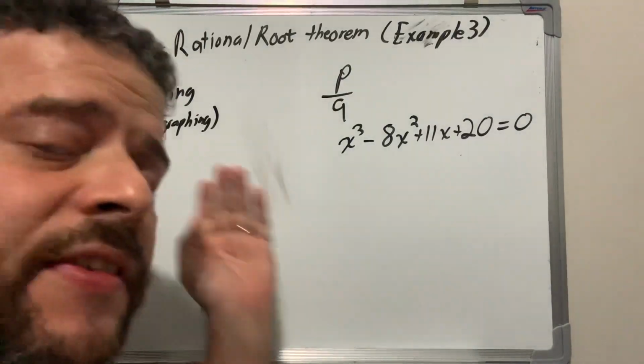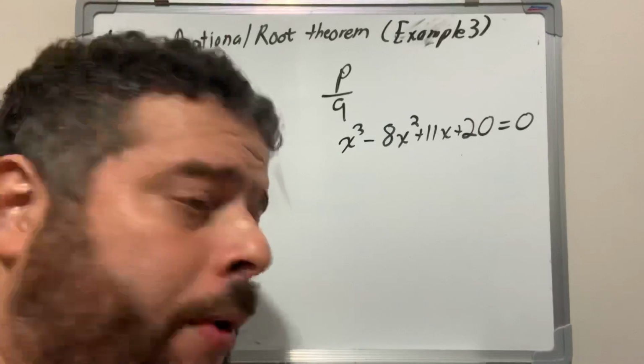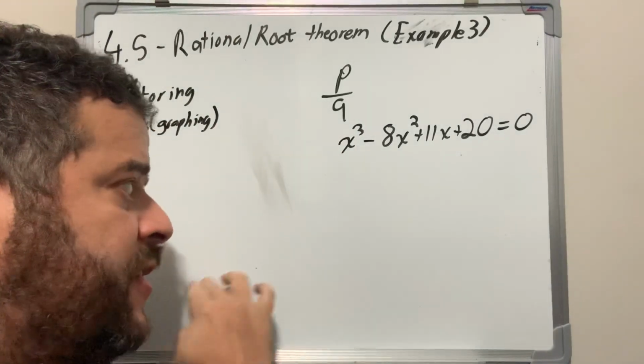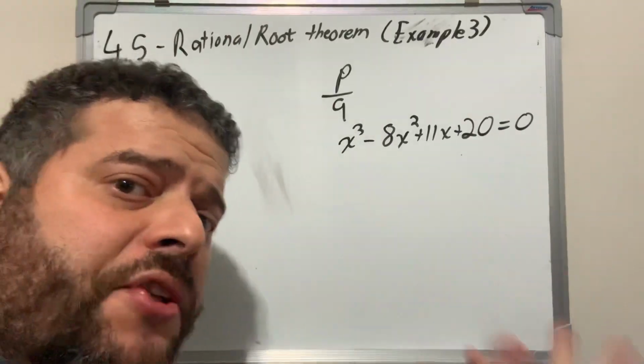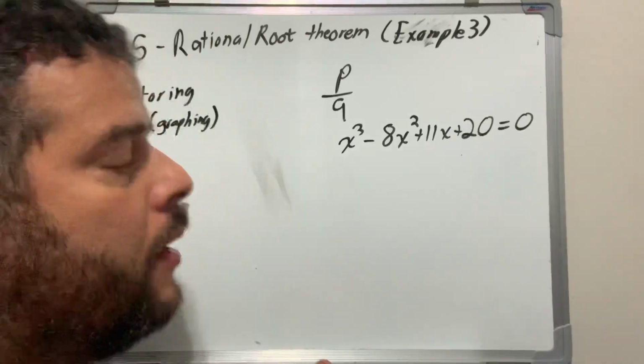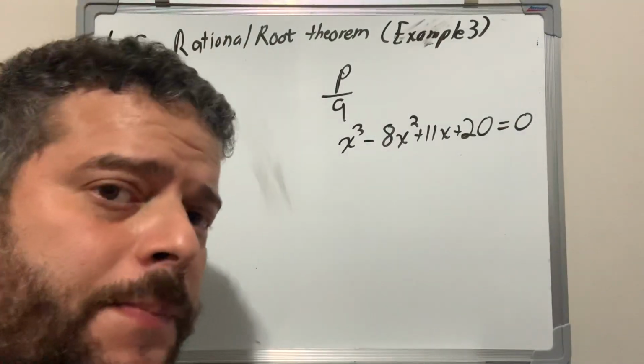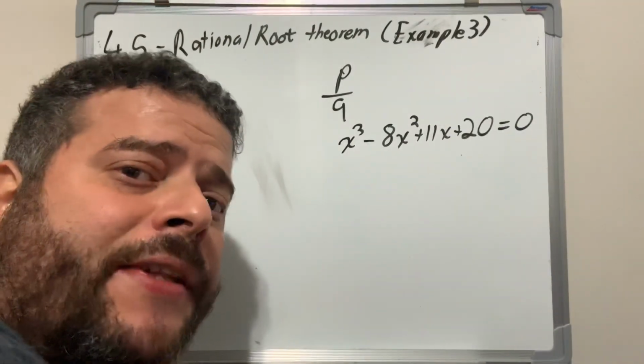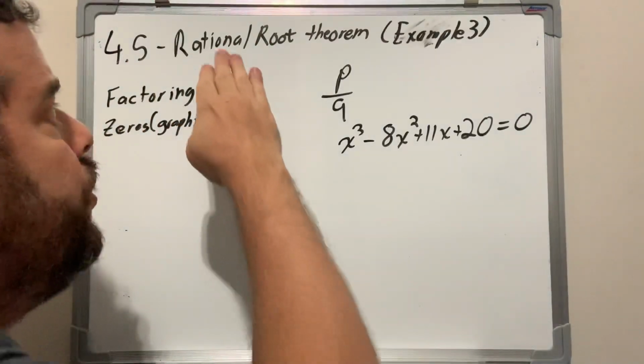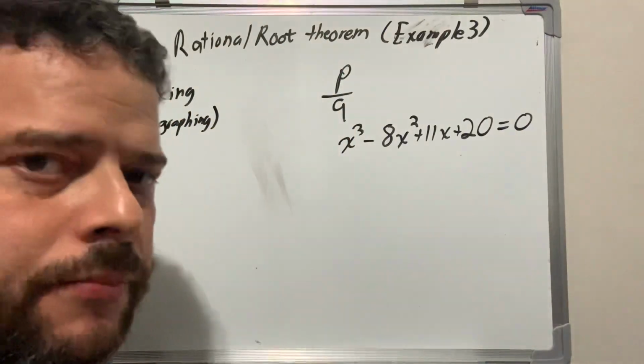When they say finding the zeros, we graph the polynomial, and wherever the graph touches the x-axis, the x-intercept, those are the solutions. Now, what we're going to learn today, a new way to find the solutions, is to use what's called the rational root theorem.